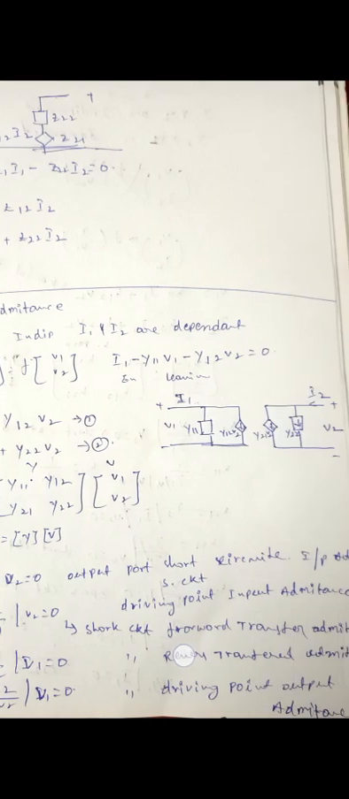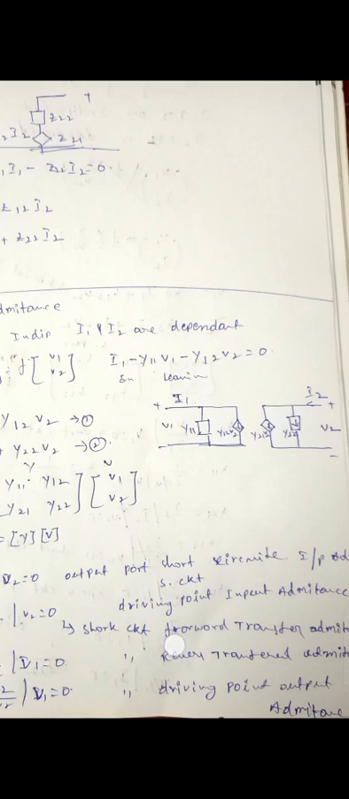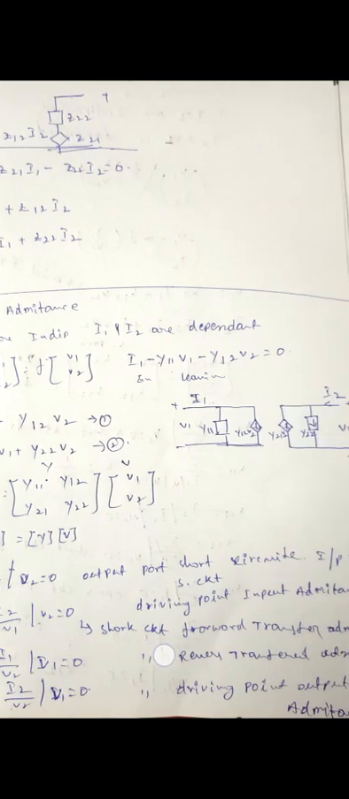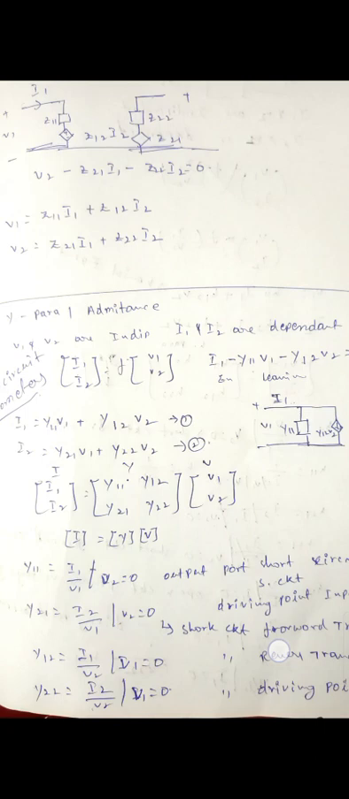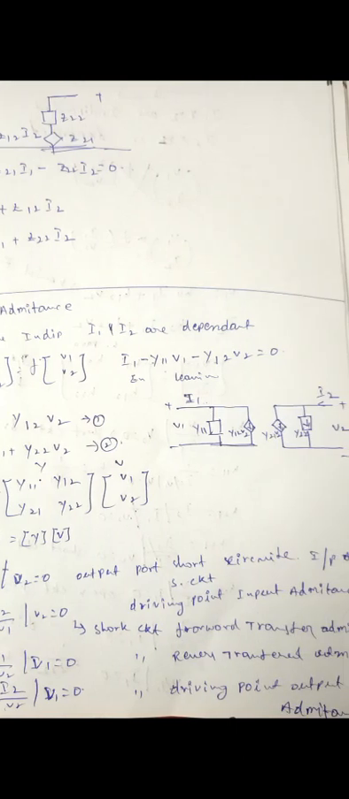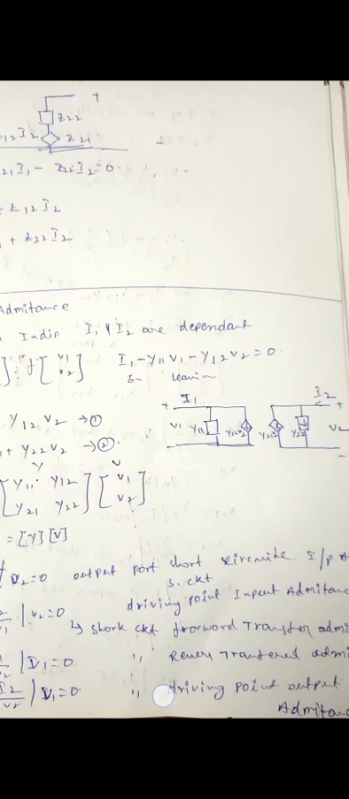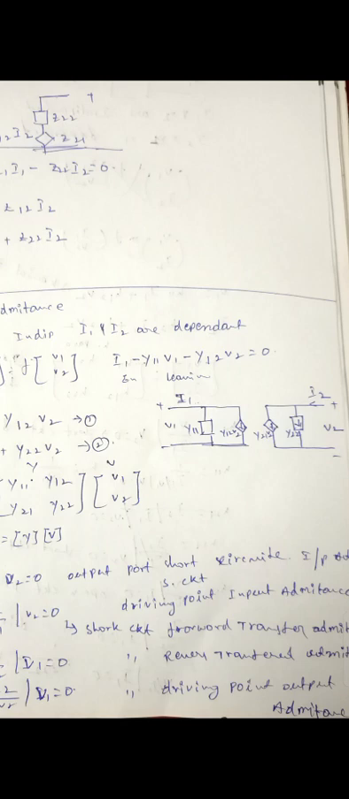So y11 is called the driving point input admittance parameter, y21 is called the forward transfer admittance parameter, y12 is called the reverse transfer admittance parameter, and y22 is called the driving point output admittance parameter. So this is about the admittance parameters as well as the Z parameters. Z parameters are also called impedance parameters or open circuited parameters, and the Y parameters are called the admittance parameters or short circuited parameters.